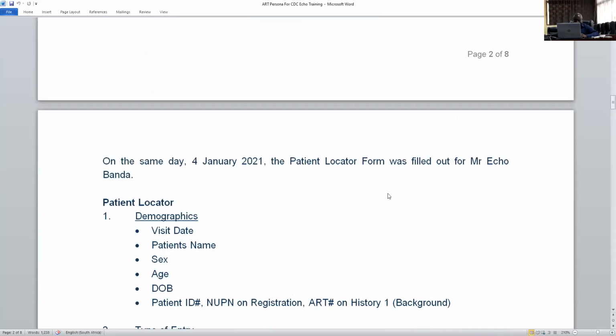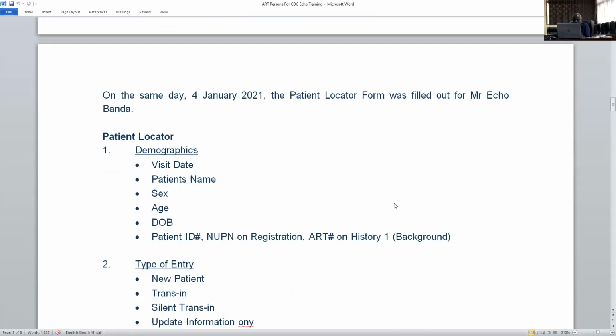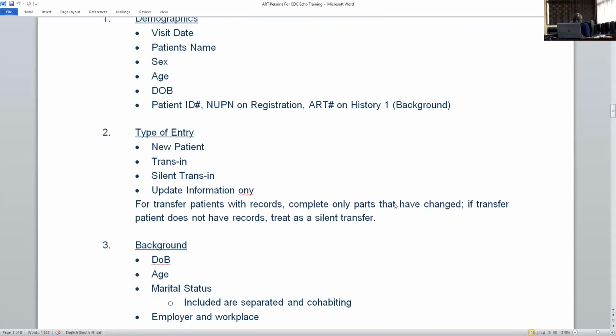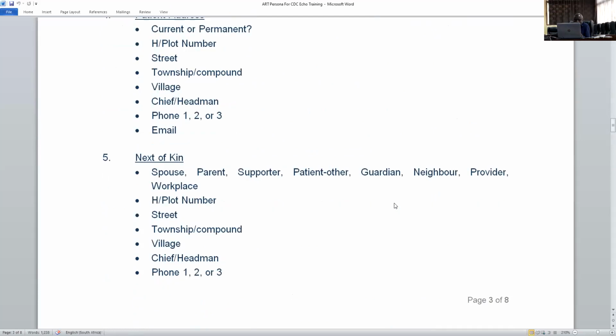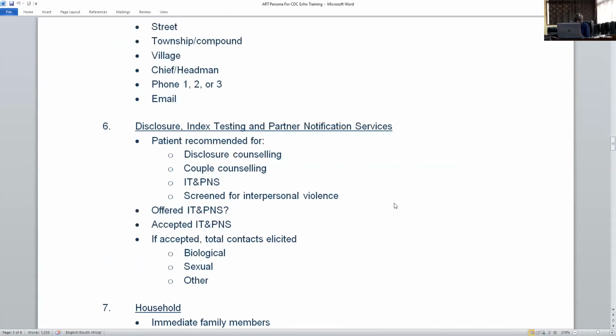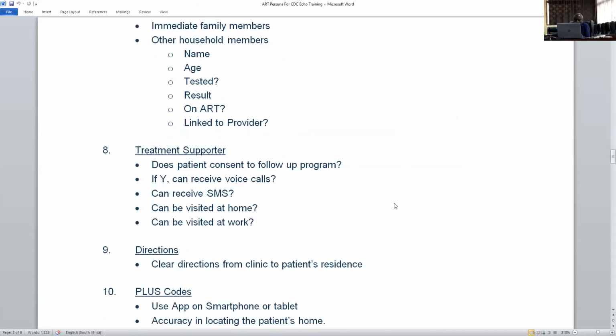They say on the same day, 4th January 2021, the patient locator form was filled out for Mr. Eko Banda. So again, we'll look at the patient locator, we'll fill it out. Let's move on. Entering details on all those forms.